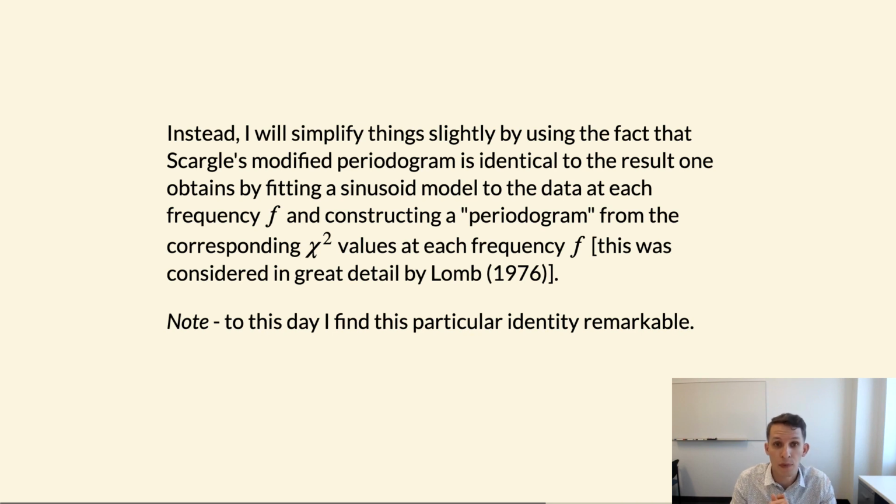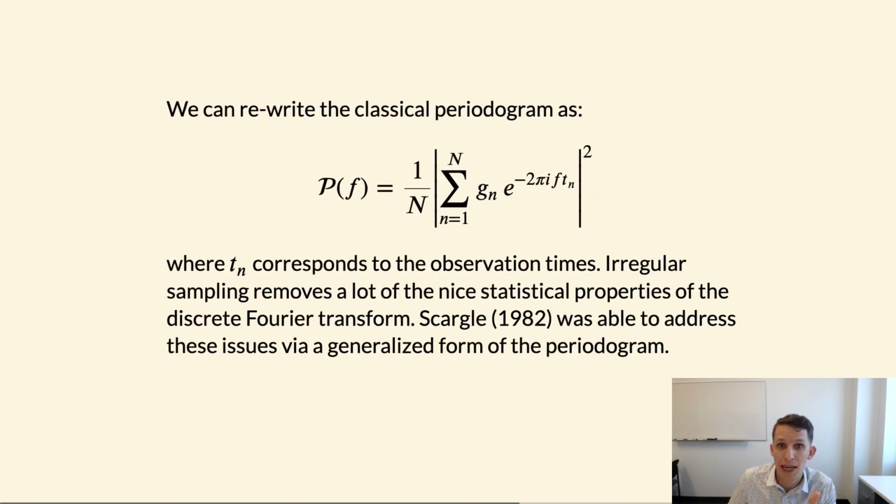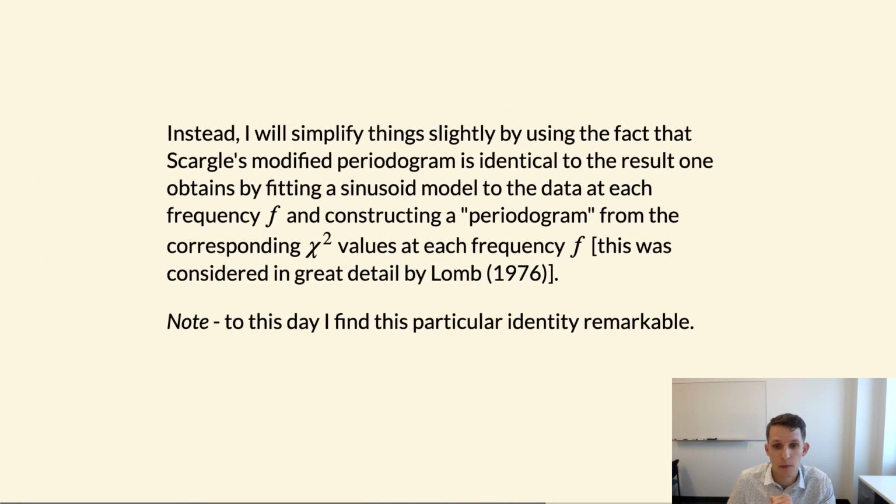You essentially fit a sinusoidal model to the data at the frequency f that you care about and measure the chi-squared for that model. You then compare that to the chi-squared you get for a constant model, and that is identical to this estimate of the power spectrum as well, to this periodogram. So the fact that these two things are identical is remarkable, and it actually is going to make our problem today much more straightforward.